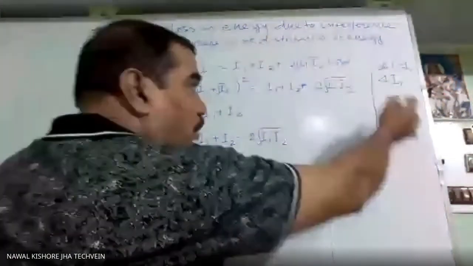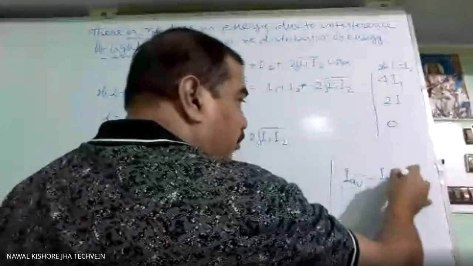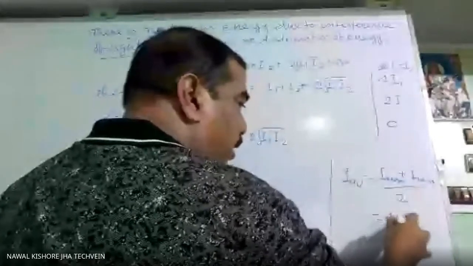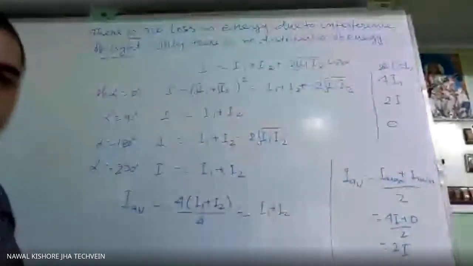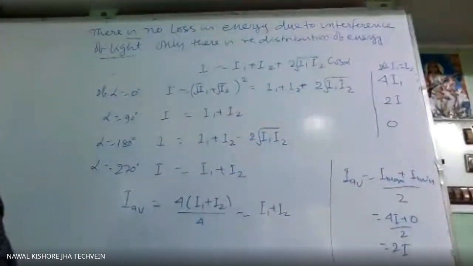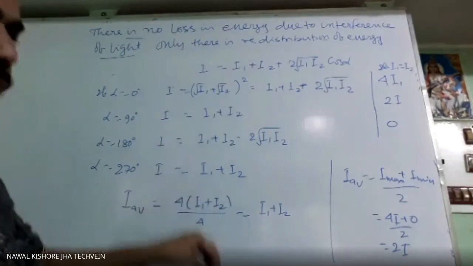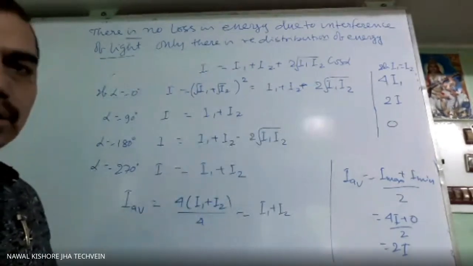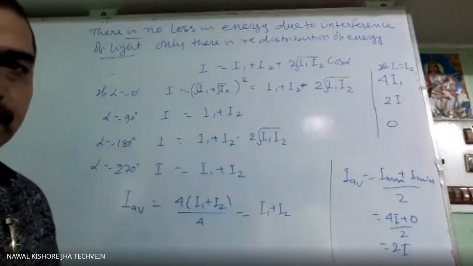If you take only 2, suppose we are finding I average, it is I max plus I min by 2. Then this is 4I plus 0 by 2. So it is simply 2I. So this shows there is no loss of energy. Energy is simply redistributed. At some places we are getting less energy, some places we are getting more energy. But energy is not lost. That means light energy is not transformed into any other form of energy. That is the meaning of no loss.